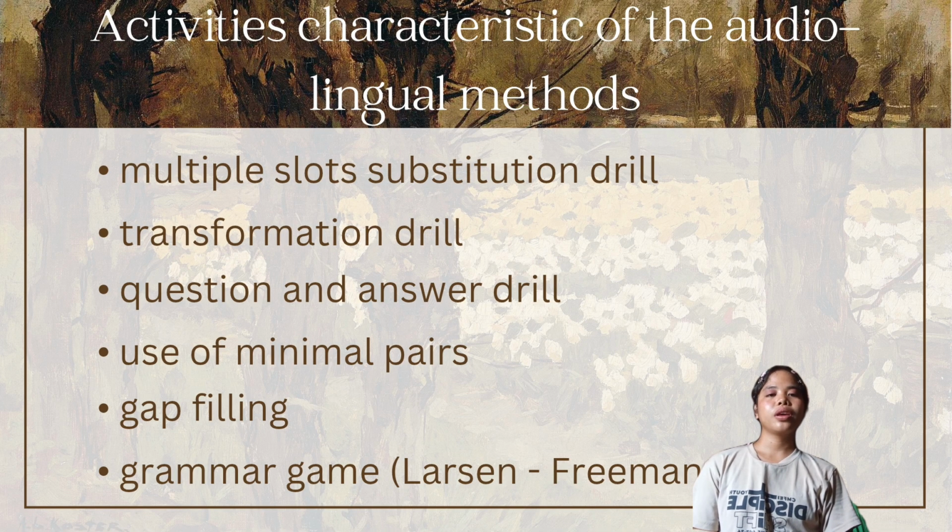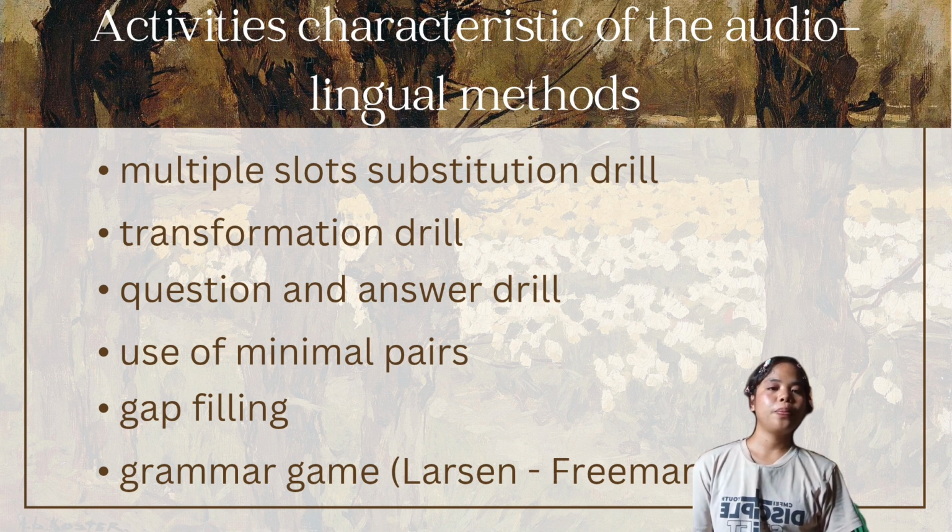Let us say, for example, I want to go home. The sentence I want to go home is a positive form. And then students change it intentionally into a negative one, which is I don't want to go home, where the term don't is a negative form. That's why the transformation drill enters within the activity.